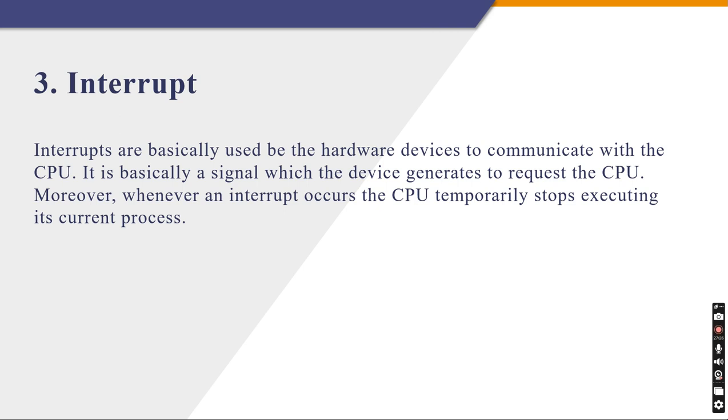An interrupt is basically a signal which devices generate to request the CPU. Interrupt means a request is sent to the system. It connects the CPU and the OS, so an interrupt is connectivity. If an interrupt occurs, the CPU temporarily stops executing its current process.